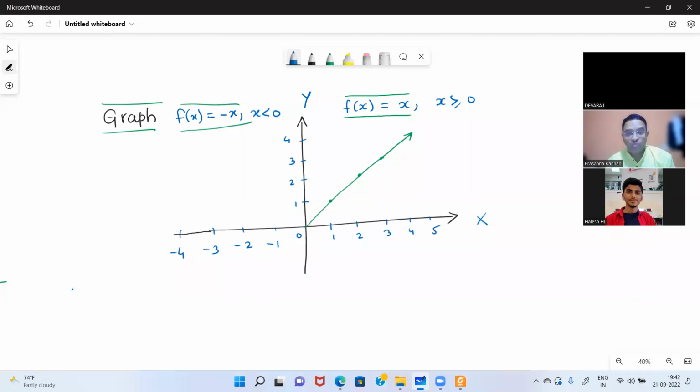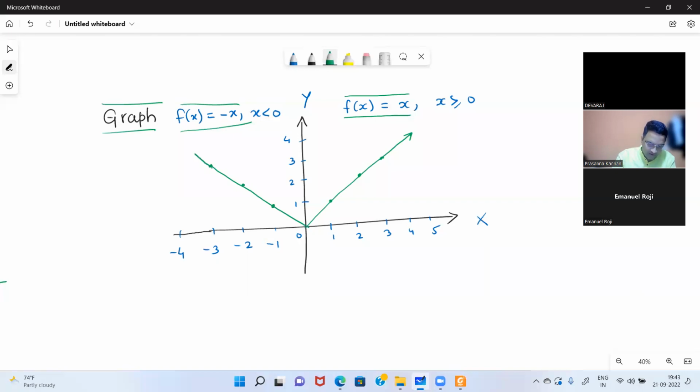Now, when x is -1, what you need to do? You should do minus of -1. What is minus of -1? Plus 1. So it becomes here. When x is -2, then it will become minus of -2. That's +2. When x is -3, it becomes minus of -3, which is +3, like that, right? So for x less than 0, which represents the left side of the y-axis, that's going to be given by f of x is equal to minus x, right?